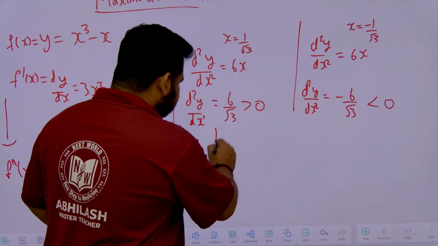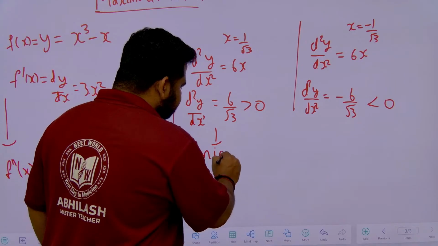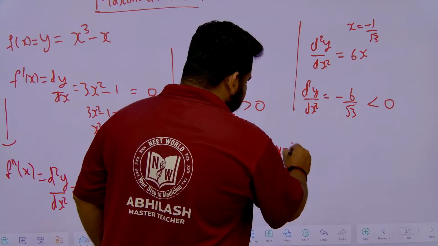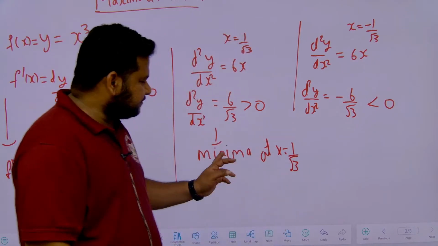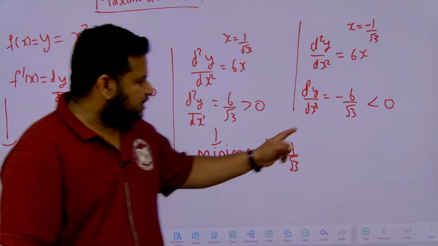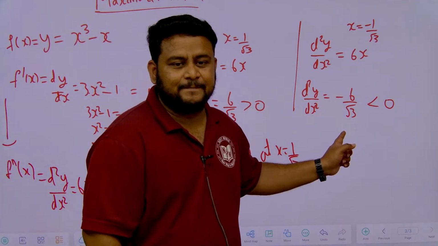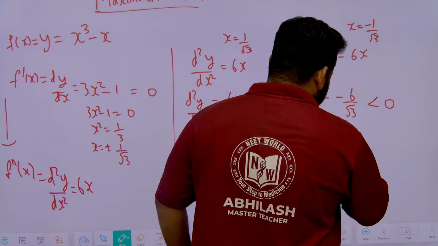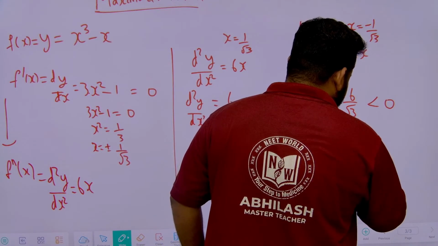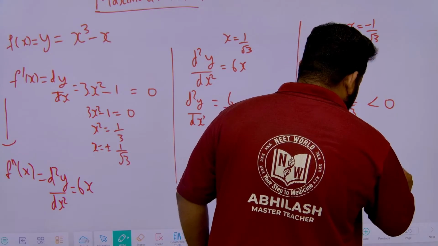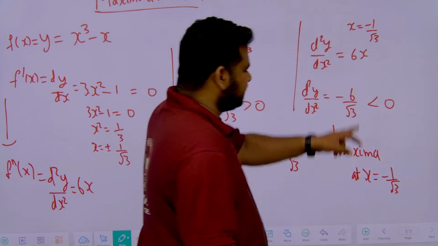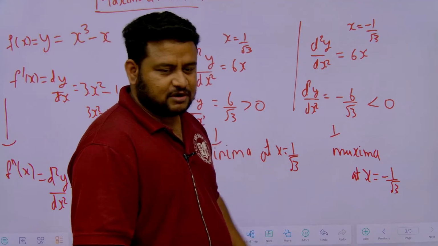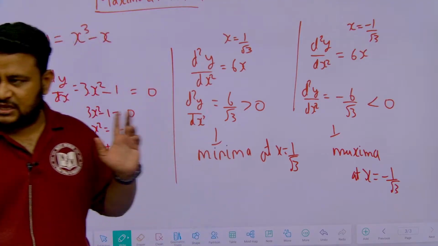So this function here, this is minima. At which point? At x is equal to 1 by root 3. This is the minimum value at x is equal to 1 by root 3. If it is less than 0, this is maxima. This is the maxima value, at x is equal to minus 1 by root 3. When I took x is equal to minus 1 by root 3, I got negative. At this point, we have the maxima value.